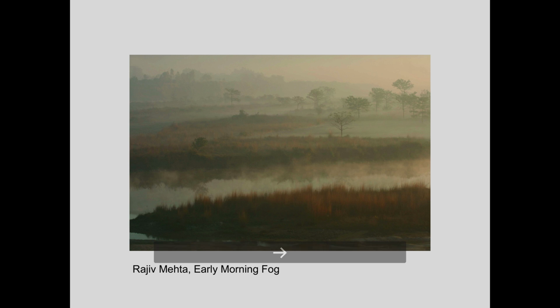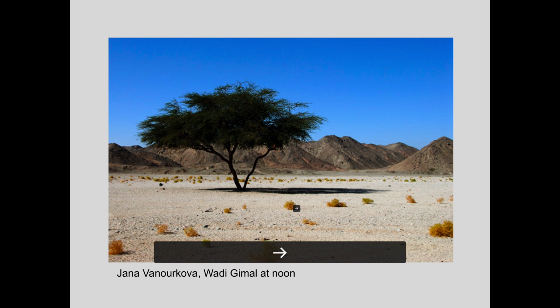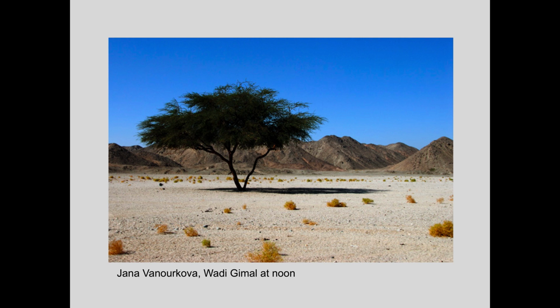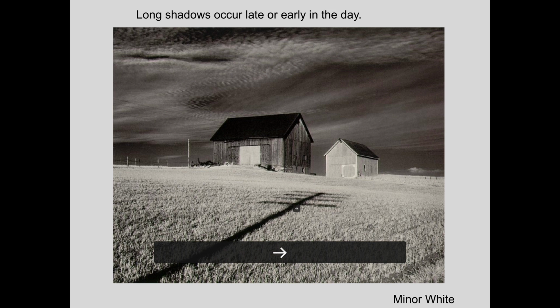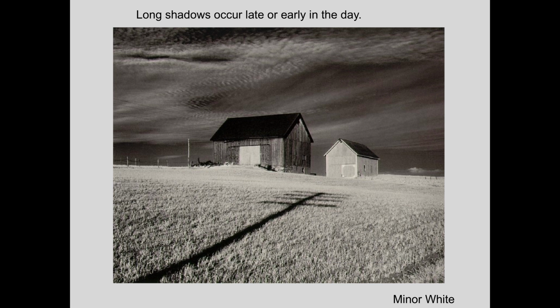So when shooting in early morning fog, or you could think of that marine layer if you're close to the coast, you're going to have things that have more of this sort of hazy look. If it's out in the desert at high noon, you're going to have really strong, bright highlights and really crisp, contrasty shadows. So long shadows occur late or early in the day when the sun is lower to the horizon line.